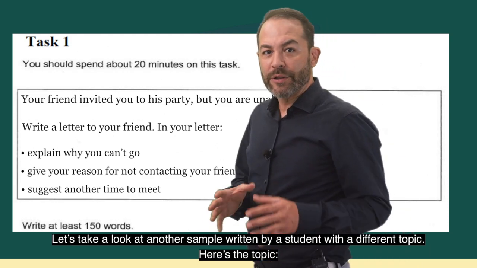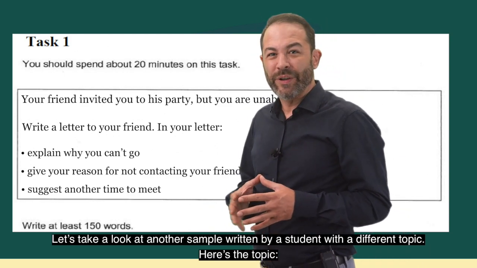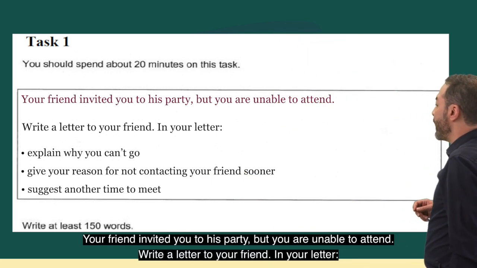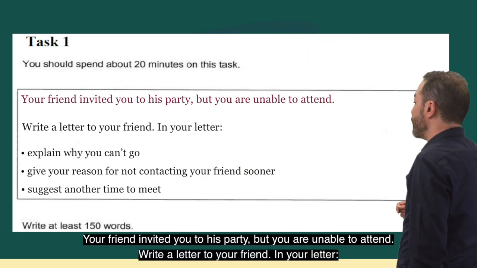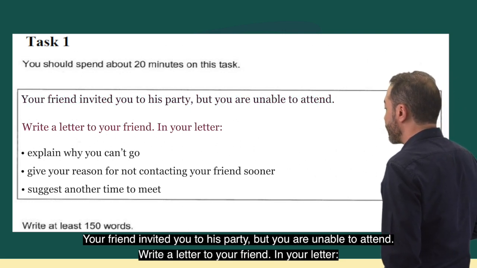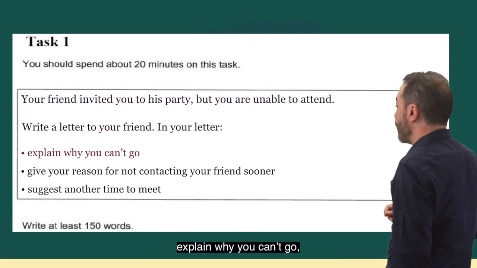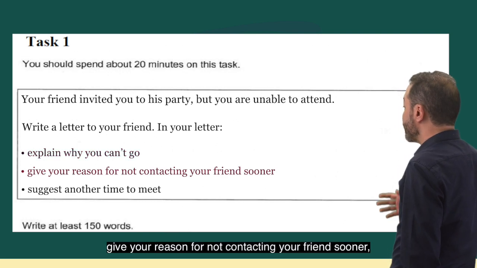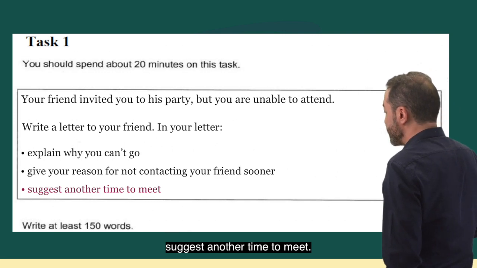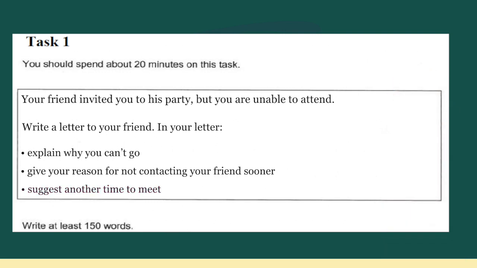Let's take a look at another sample written by a student with a different topic. Here's the topic. Your friend invited you to his party, but you are unable to attend. Write a letter to your friend. In your letter, explain why you can't go, give your reason for not contacting your friend sooner, suggest another time to meet.